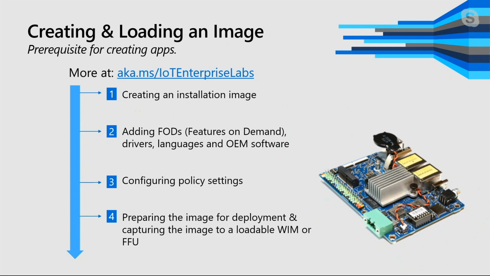Then you're going to be wanting to add your features on demand, drivers, languages, OEM software. You can then configure your policy settings through the group policy editor. And then finally, once you're all done with your image, you like the way it works, then you would prepare it for deployment and then capture that to a loadable WIM or FFU file. So again, just a super high level description, but if you head to that link, it'll give you steps on how to actually perform each of those steps.